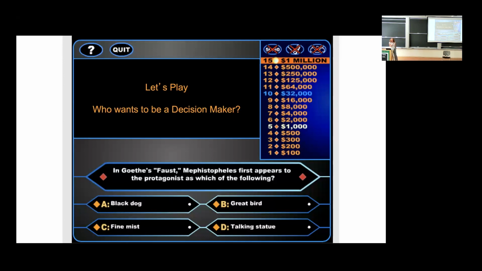Oh, sorry, I should give you the question, no answer yet. So that's going to be the question. I'm German, I should have said that before. In Goethe's Faust, Mephistopheles first appears to the protagonist as which of the following? A, black dog, B, a great bird, C, fine mist, and D, a talking statue. So I want everyone to be off their internet, and it's good you moved to the front so I can at least see what you're doing.